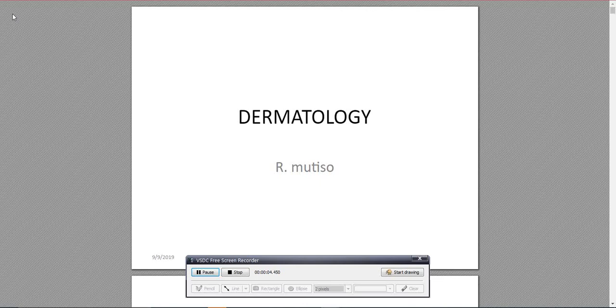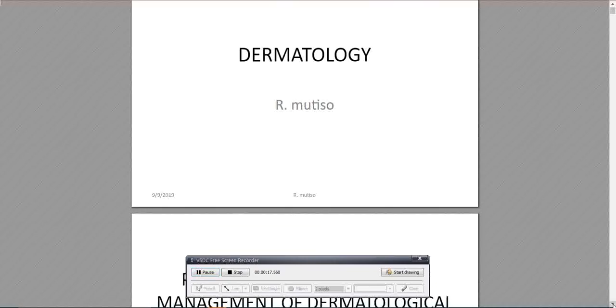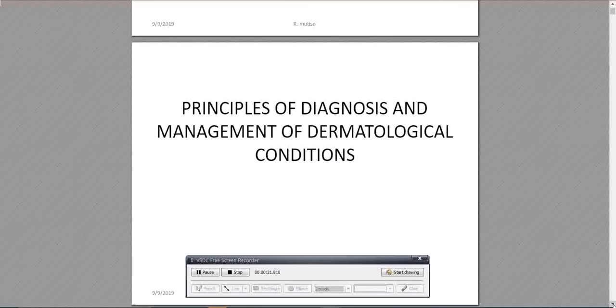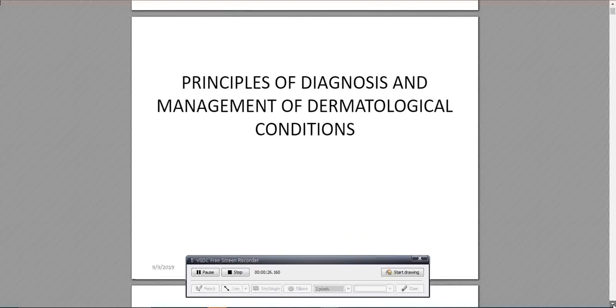So today we're going to have a lesson on dermatology, the aspect of dermatology that is in nursing, mostly done in Kenya Registered Community Health Nursing. In this one we're going to check on the principles of diagnosis and management of dermatological conditions, and that is everything to do with skin.